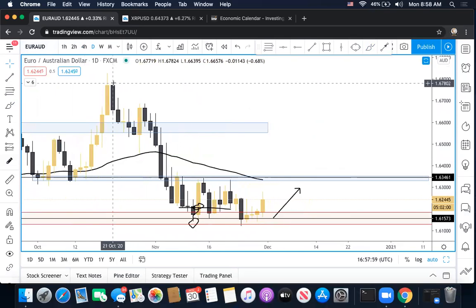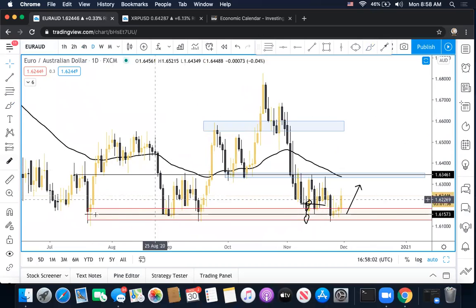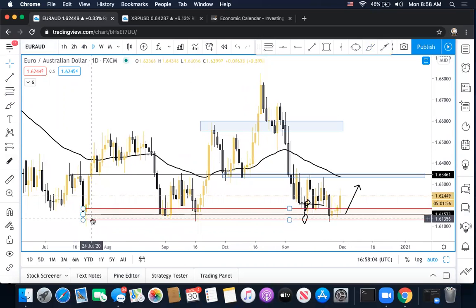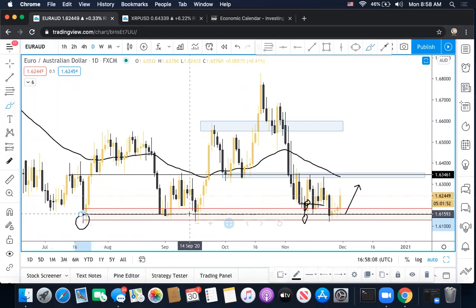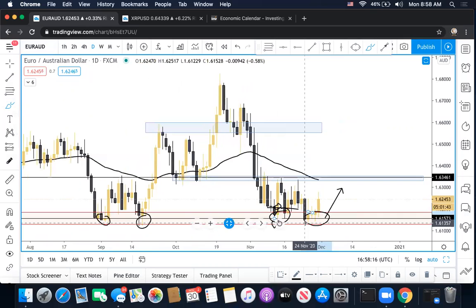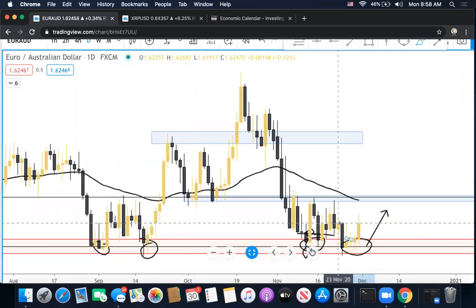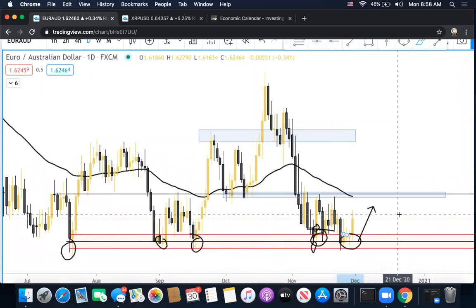Euro AUD, similar thing. Price pushed down to a key demand zone, respected here once, twice, 3 times, 4 times, 5 times. So overall, it's pretty simple. If you can't break below that, then overall the market is going to push back up to the upside.